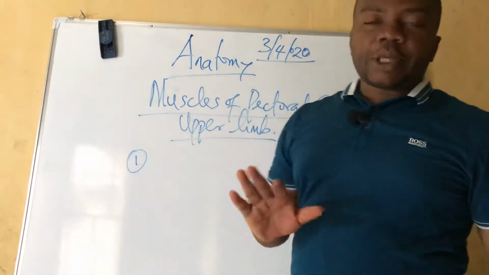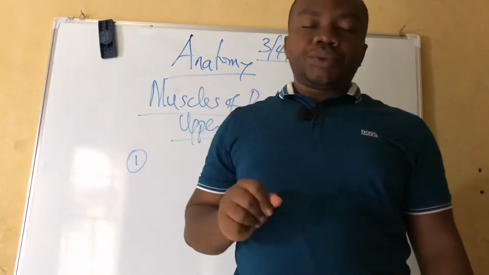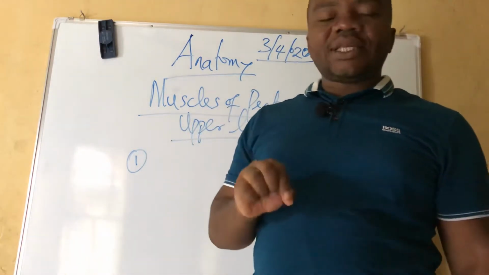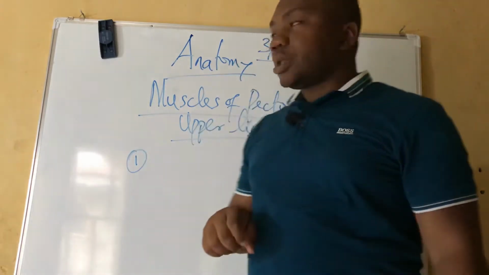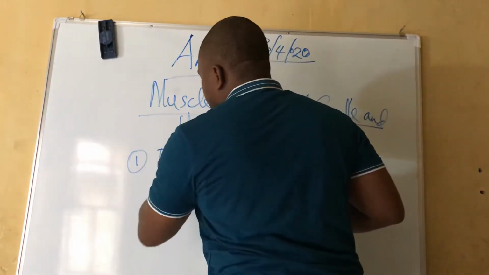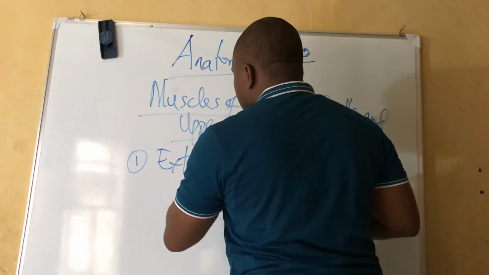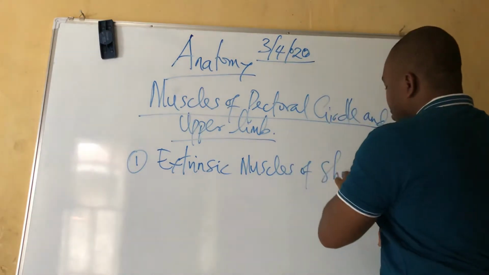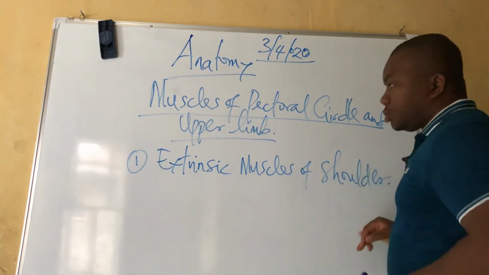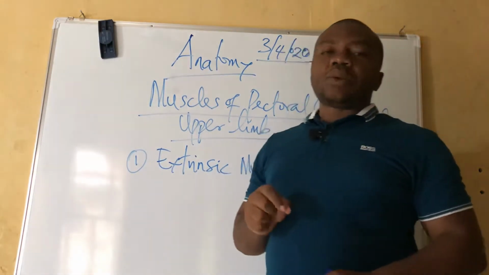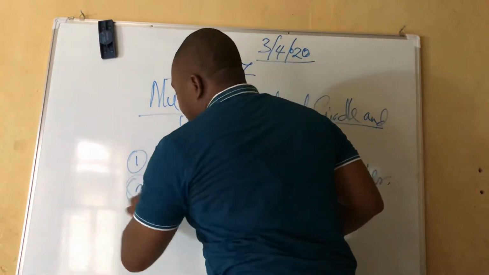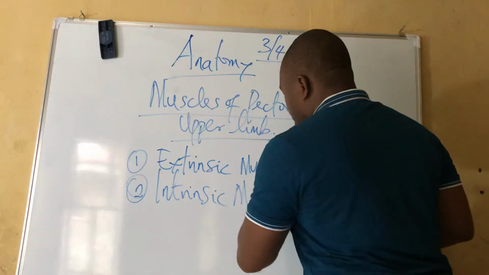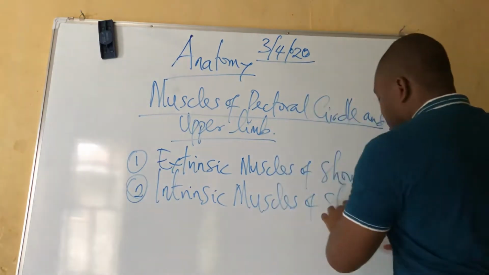The muscles of the pectoral girdle are grouped. There are the muscles we refer to as the extrinsic muscles of the shoulder. So we refer to the first group as the extrinsic muscles of the shoulder. There are other groups that we call the intrinsic muscles of the shoulder.